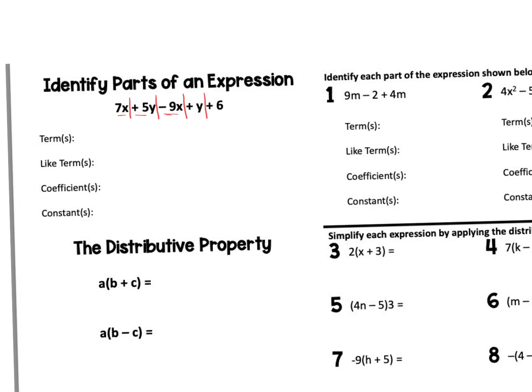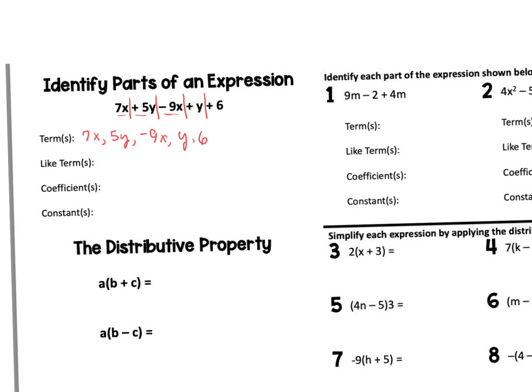So you put after the very first term, which is 7x, a line, and then you do that for all of them to identify the different terms. So when we're asking what the terms are, you're going to write 7x, 5y, negative 9x, y, and 6.